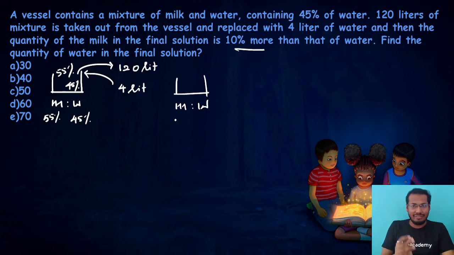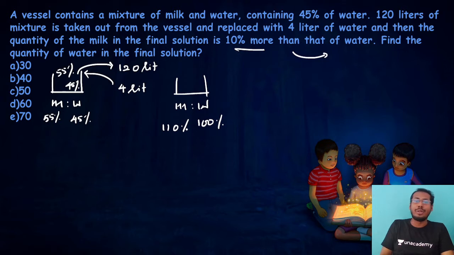Take it freshly. If I give you 10% more, what will you do? Take water as 100%, so milk will be 110%. Like this only you need to take. If water is 100, milk will be 10% more than 100, so 110. Everything is in percentage, so for our convenience I'm going to convert everything into ratio, so that you will easily get the answer. In alligation and mixtures, always convert into ratios.